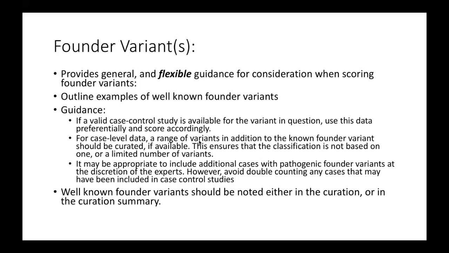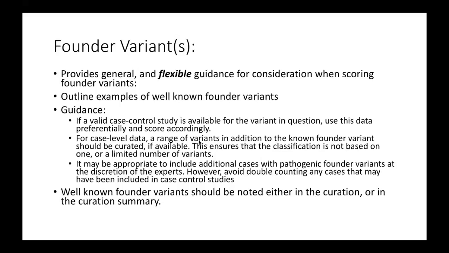Then move to case-level data. And for case-level data, we would encourage the groups to curate a range of variants in addition to the known founder variant. This will ensure that the classification is not based on one or a limited number of variants. We do, however, recognize it may be appropriate to include additional cases for pathogenic founder variants, and this is at the discretion of experts, in order to get it to a classification that they feel is appropriate for that gene disease mode of inheritance. However, we do want to say avoid double counting any cases that may have been included in case-control studies.